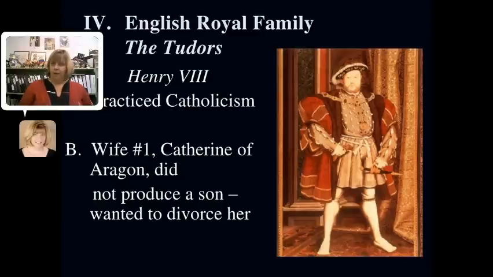But there was a little bit of a problem, because after many, many years of marriage, Catherine of Aragon had only had one daughter, the Princess Mary, who had survived. She did not produce a son. And Henry decided that this was enough of a reason to go ahead and try to divorce her.